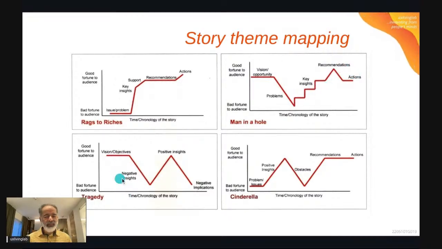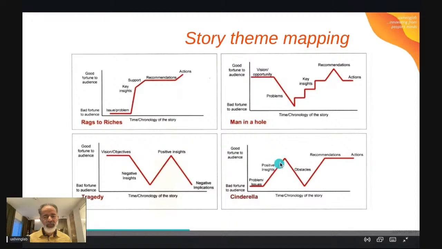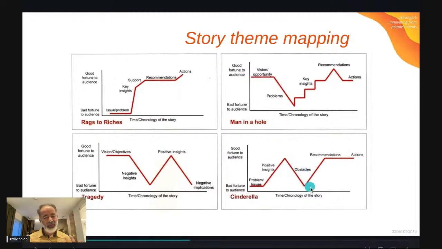Then tragedy. It starts with good fortune, then negative things, negative thoughts, and even with some positive insights, it is still negative. In the end, it's a tragedy. Then Cinderella. Cinderella starts with problems, then positive insights. You face a lot of obstacles, then recovery, then actions, and it ends in good fortune. These are the four paths.